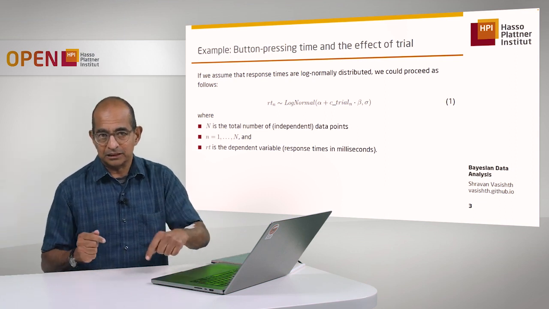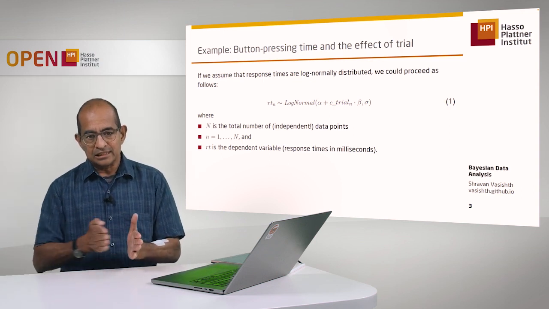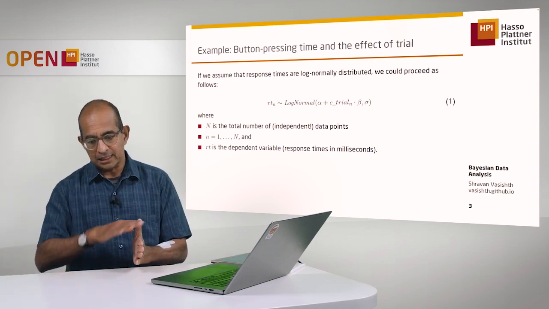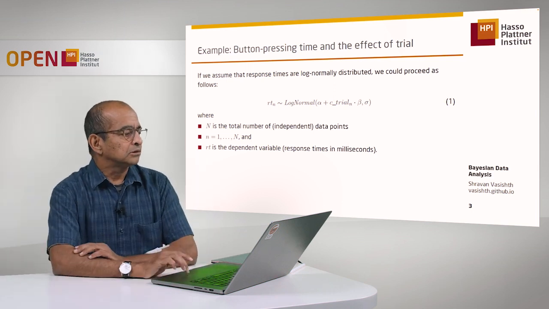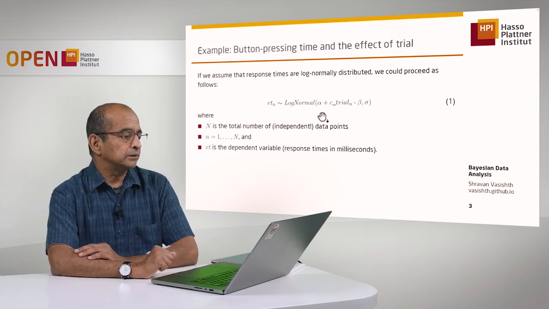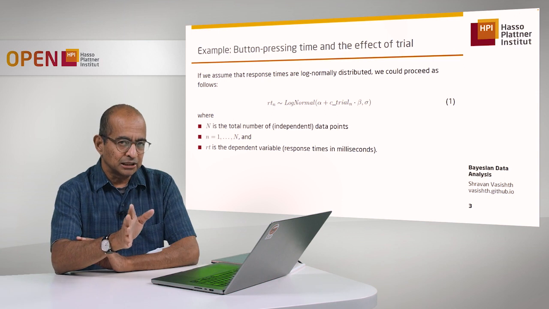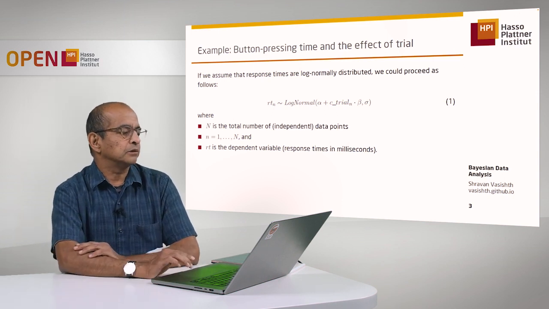You can't have negative button pressing time, right? And so you want to have a distribution that is skewed somewhat to the right, that has a slight skew to the right. And the log normal has exactly that property. So that's why I switched from the normal likelihood to the log normal likelihood. And of course, we have much more to say on log normal likelihoods in the textbook, but right now I'm just getting to the point right away, right?